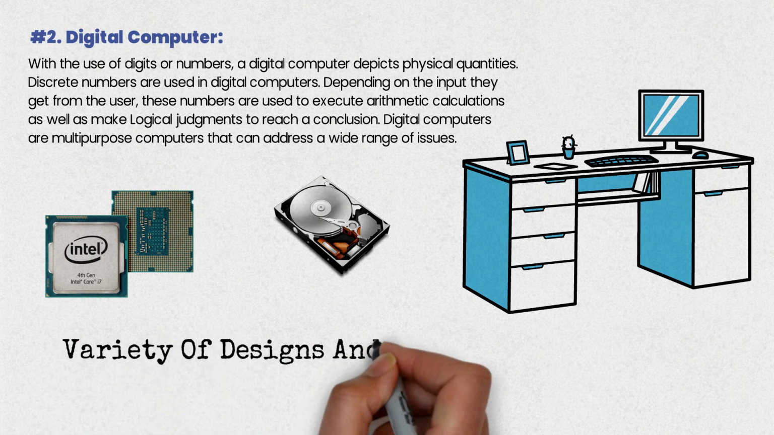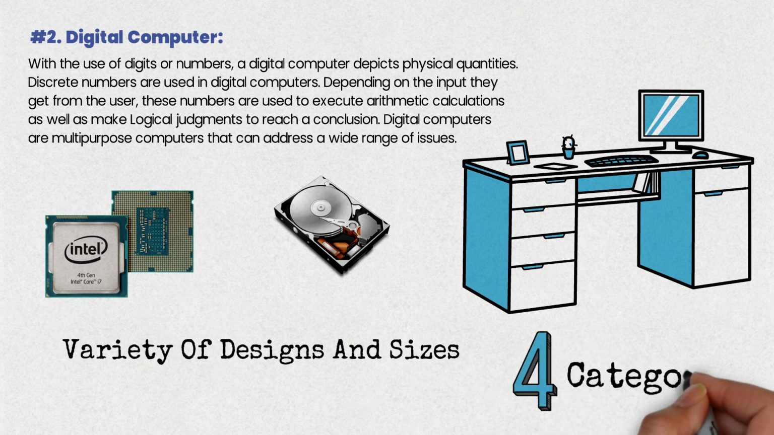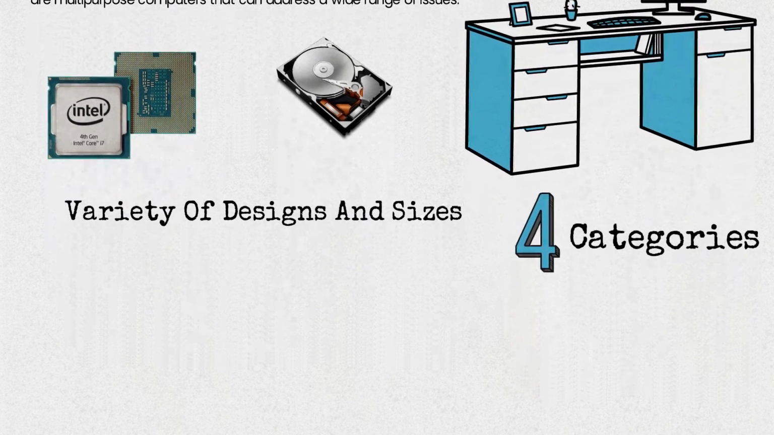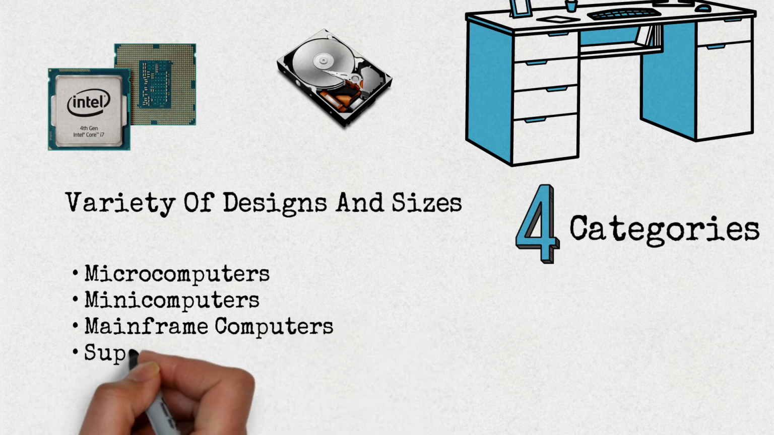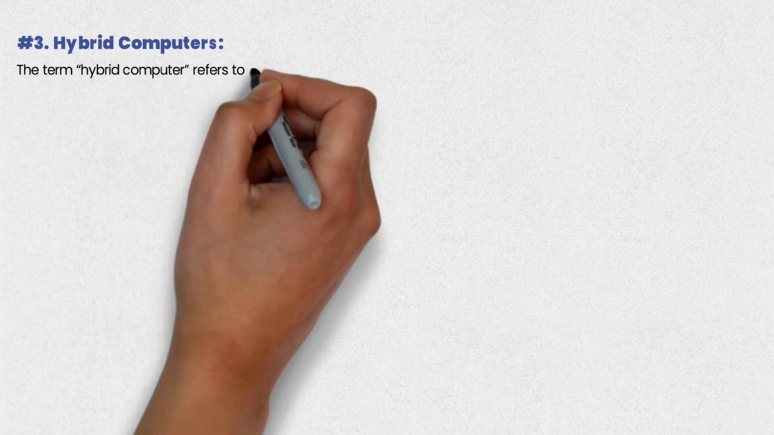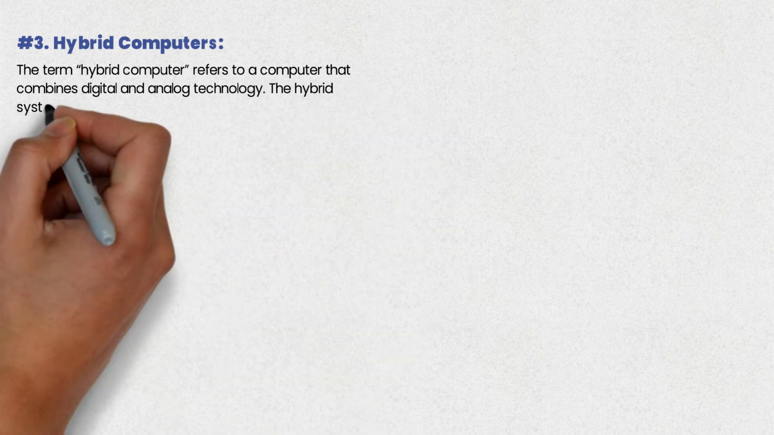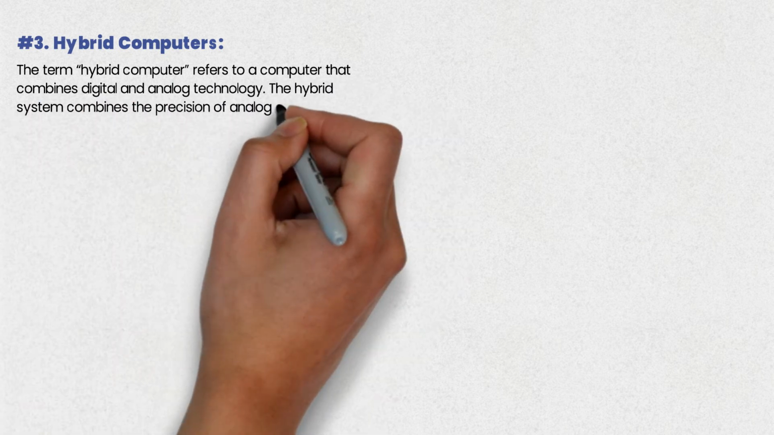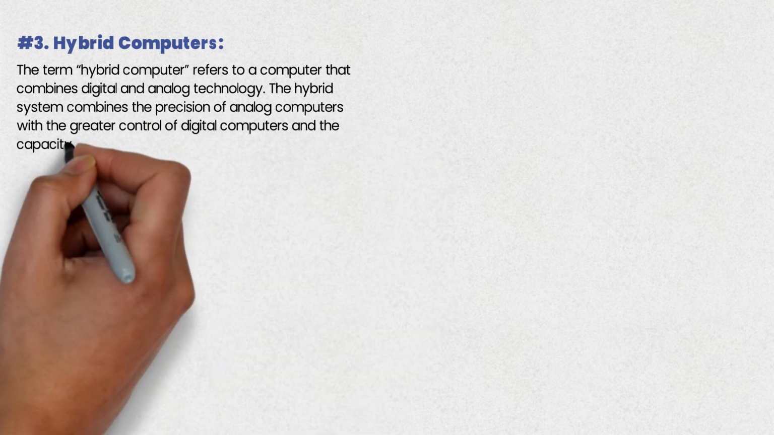Digital computers are available in a variety of designs and sizes. They can be divided into 4 categories based on the size, speed, memory, and peripheral capability: microcomputers, mini-computers, mainframe computers, supercomputers. The last on our list is hybrid computers. The term hybrid computer refers to a computer that combines digital and analog technology. The hybrid system combines the precision of analog computers with the greater control of digital computers and the capacity to take data in either form.